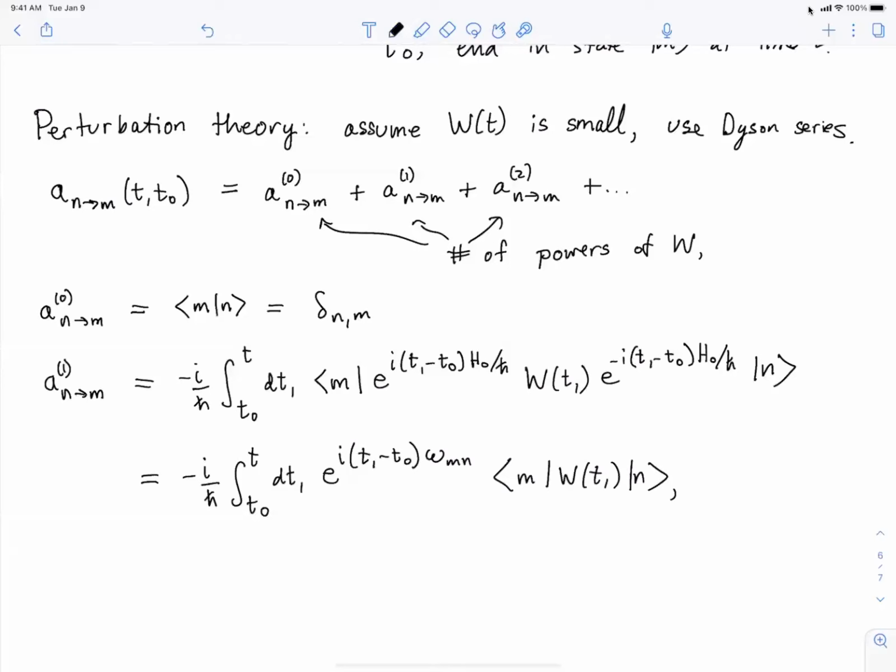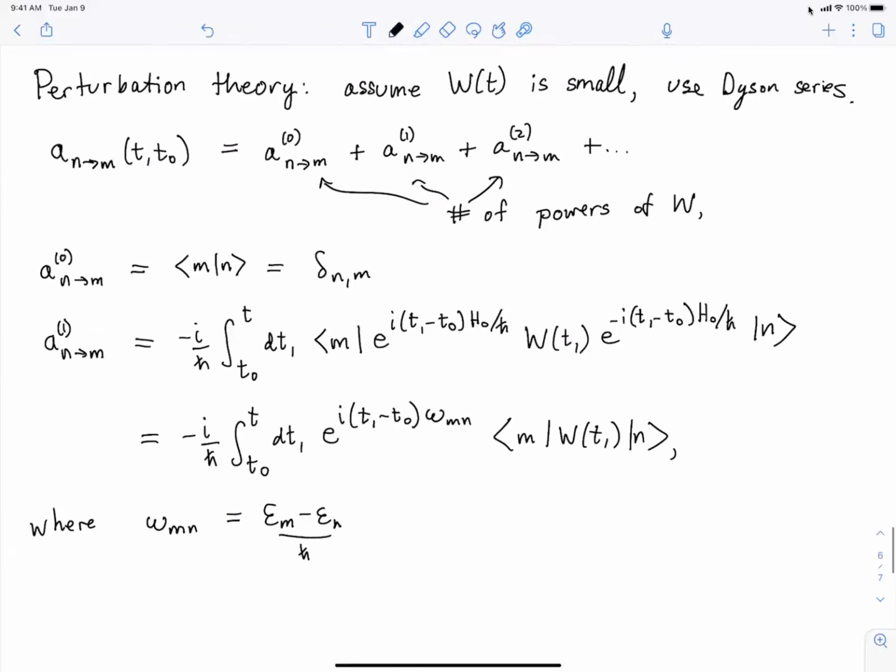Okay, and that's true where the numbers omega mn are equal to curly M minus curly N over h bar. So omega mn is a frequency because it's an energy divided by h bar. And we know from, for example, the harmonic oscillator that energies are h bar times angular frequencies.